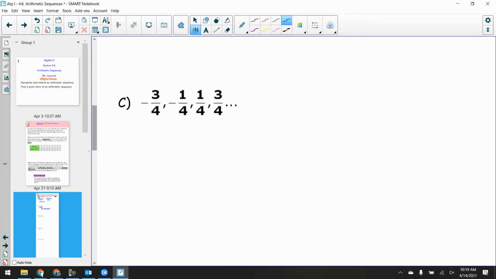Okay, now be careful with these fractions. Don't these all have a denominator of 4? So really, I'm just looking at the numerators. How much is my numerator changing?